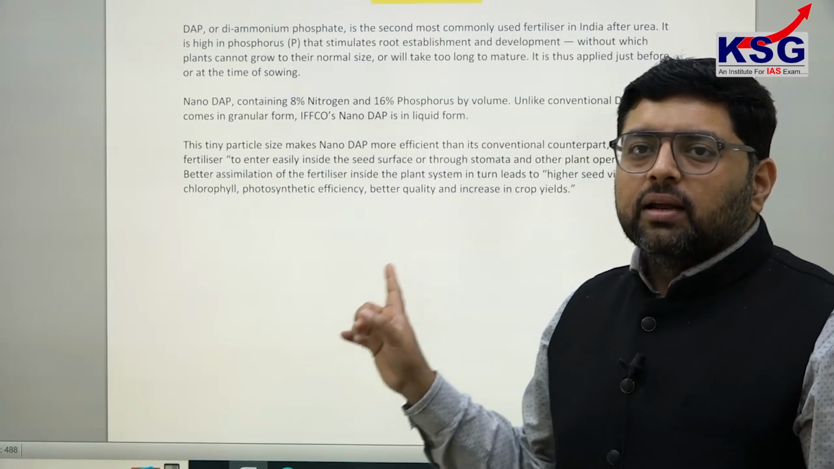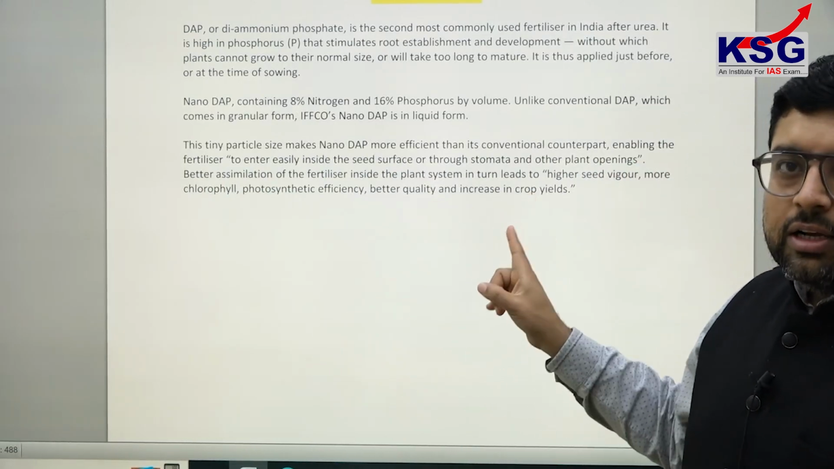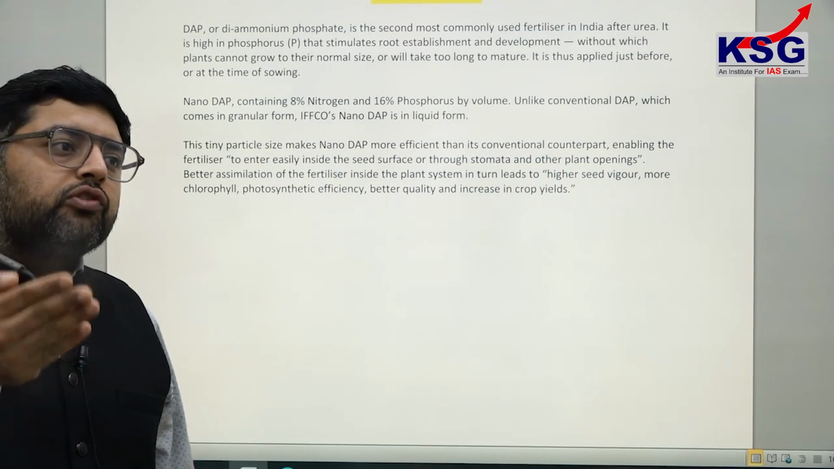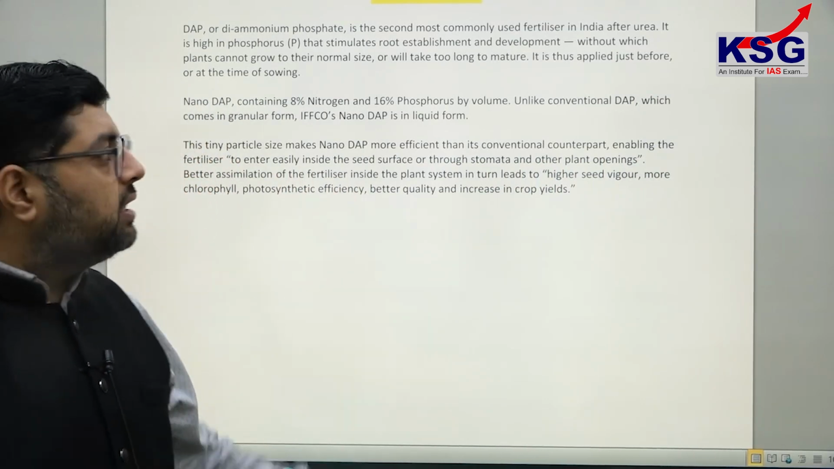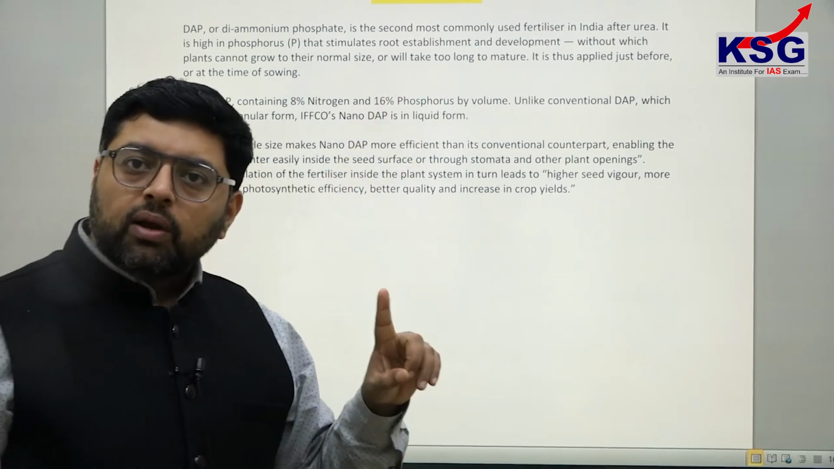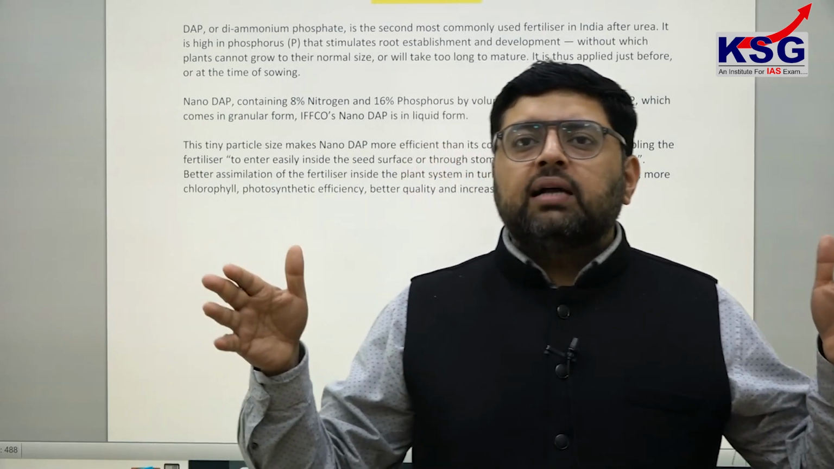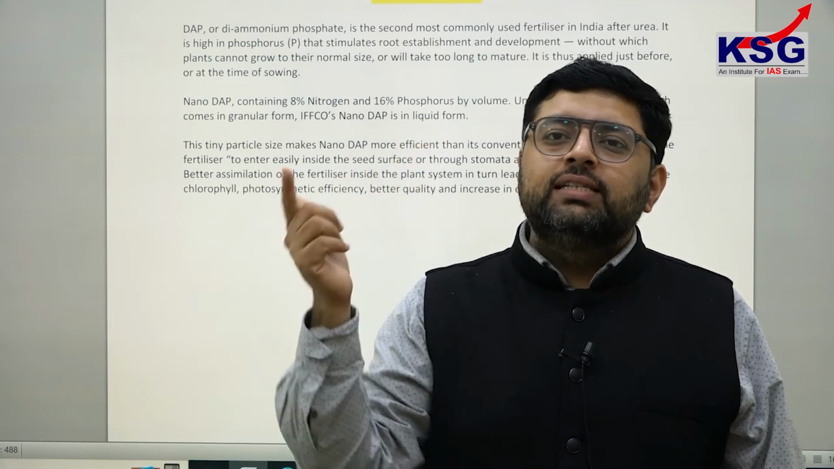So ultimately, better application of phosphorus has good returns. Apart from these benefits, there are other benefits also. Number one, this nano DAP is cheaper than granular phosphorus. Number two, granular phosphorus comes in a bag size of 50 kg, while this comes in a bottle, so it is easy to transport.